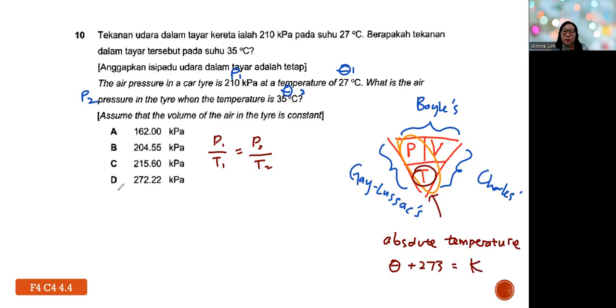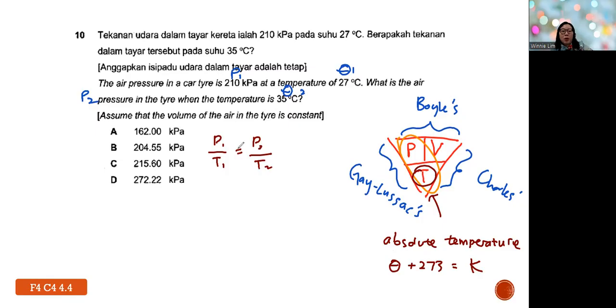Why do you have to change to Kelvin? Because this relationship is true only when the temperature is in Kelvin. If it is theta, it increases linearly, so they are not directly proportional, so the formula cannot be used. Understand? So you just need to know that you have to change degrees Celsius to Kelvin by adding 273. Okay?